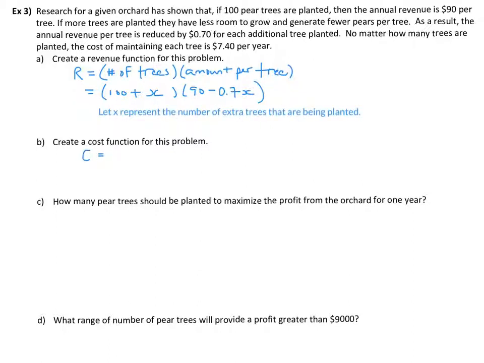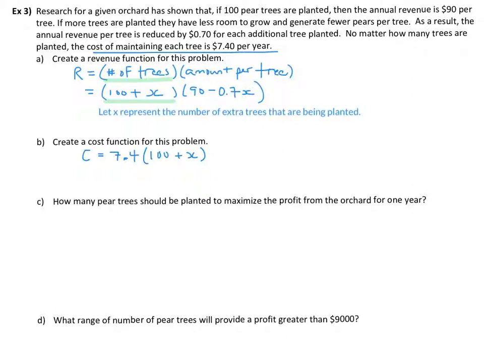Okay, as far as a cost function goes, we know that the cost of maintaining each tree is $7.40 every year. So we've got $7.40, or 7.4, I don't have to put the zero there, times the number of trees. Now, because these two pieces are related, our number of trees is represented up here by the expression 100 plus x, because we don't know exactly how many trees we're going to have. We know we're starting with 100, but then we're going to increase that by x extra trees. So whatever that is will be multiplied by $7.40.